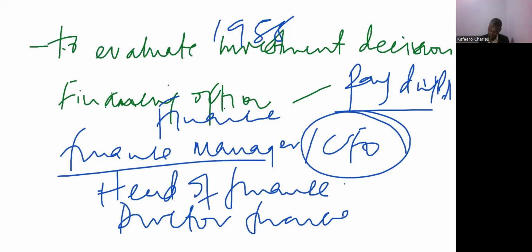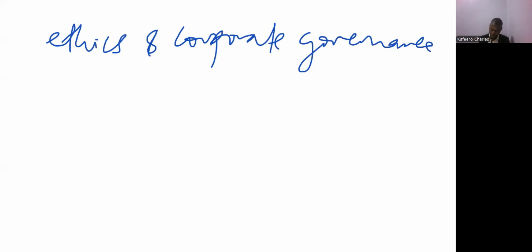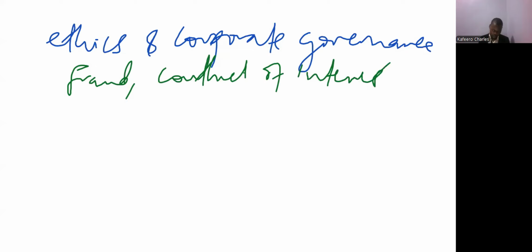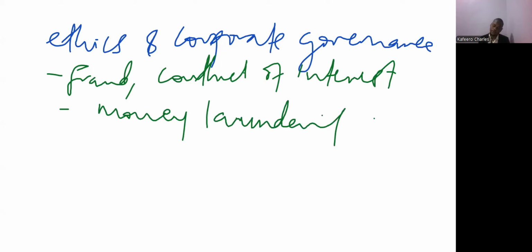So the other issue is on ethics and corporate governance, because this is where we are going to be talking about things to do with fraud, things to do with conflict of interest. We are going to be talking about money laundering and other company policies.